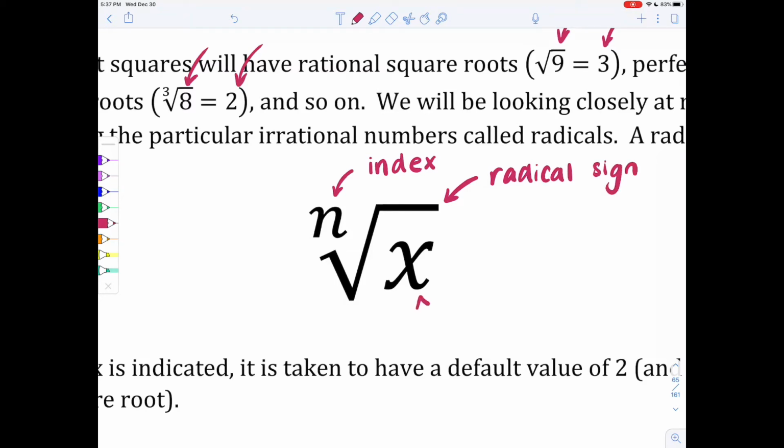And the value underneath the radical sign, that number or variable, would be called the radicand. Those three things, the index, the radical sign, and the radicand, together form what we call a radical.